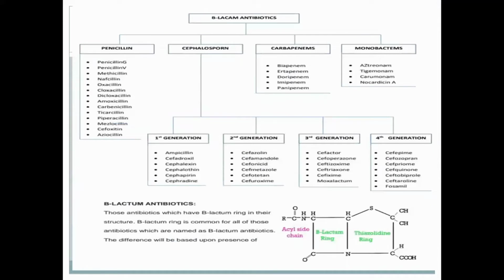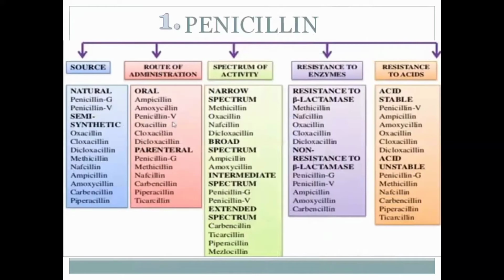Now we have the classifications of these beta-lactam antibiotics with us. We need to know that beta-lactams refers to those drugs which contain the beta-lactam ring, which is referred to as here. This beta-lactam ring forms part of the structure of these beta-lactam antibiotics. So this is the drawing, and it explains.